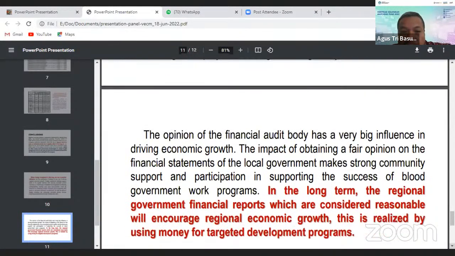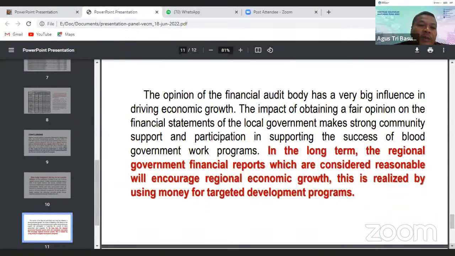This is the last conclusion. The opinion of the financial audit body has a very big influence in driving economic growth. Obtaining a fair opinion on the financial statement of the local government makes strong community support and participation in supporting the success of the government work program. In the long term, regional government financial reports that are considered reasonable will encourage regional economic growth. This is realized by using money for targeted development programs.